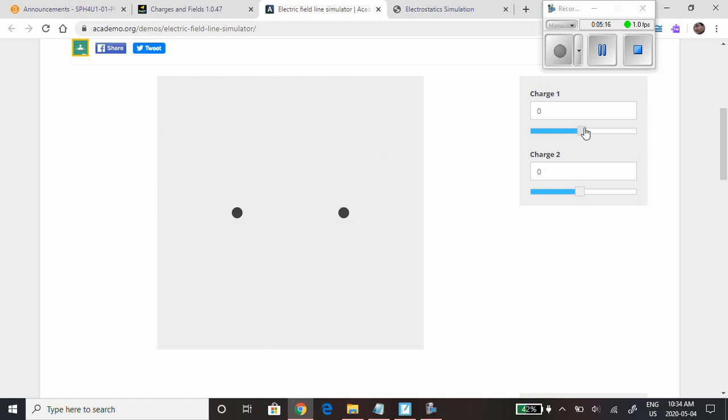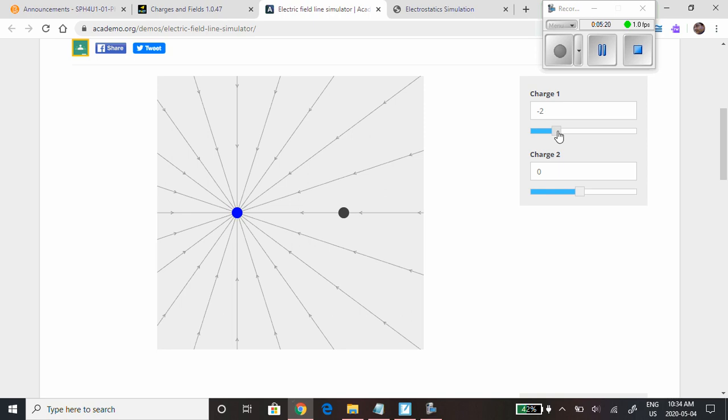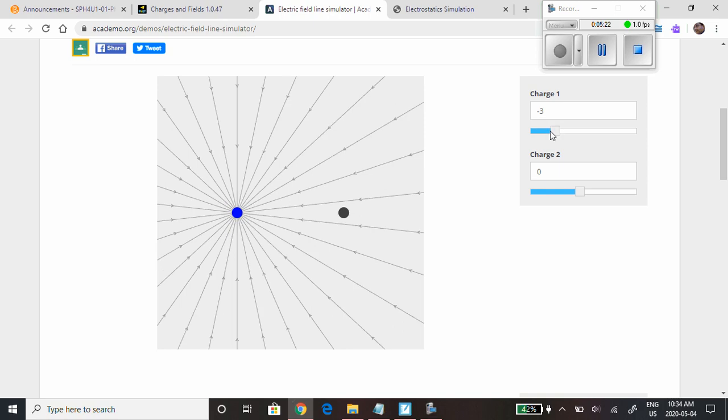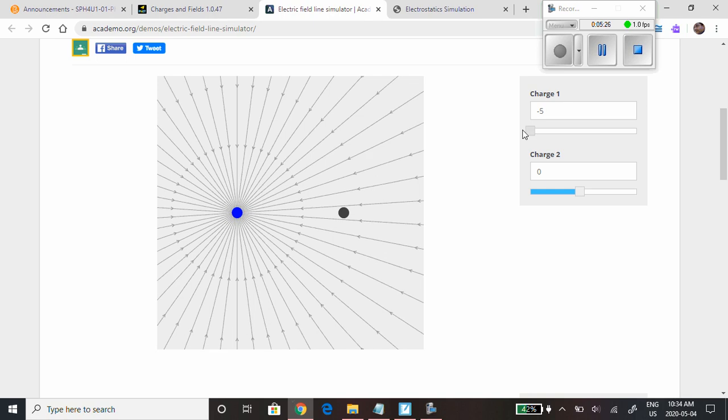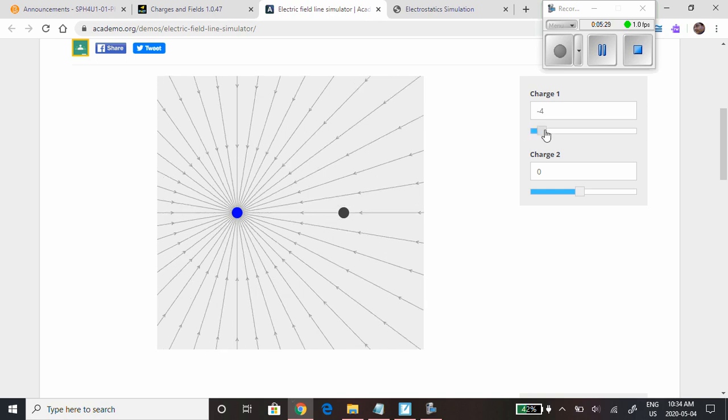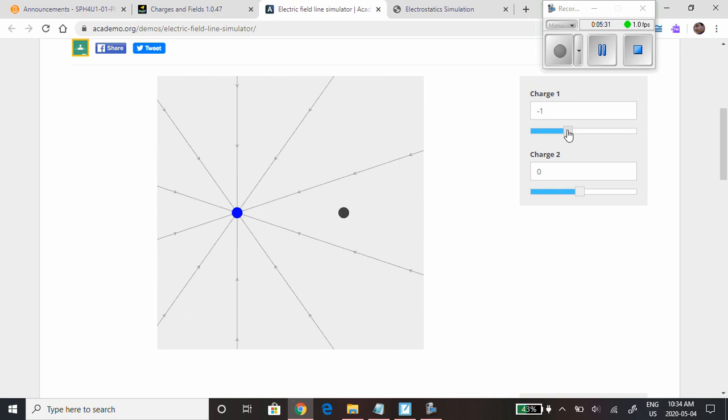And we can also do it for a negative charge. But look at the field lines, they point in the opposite direction. Okay, and I put the link to this simulation onto today's announcement so you can see it. All right. Now, having only one charge at one time, that would be boring. So we can have more than one charge.